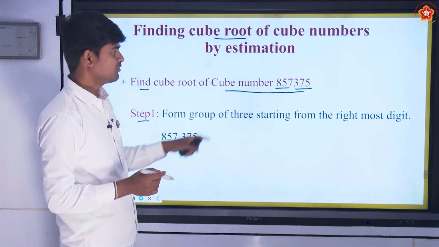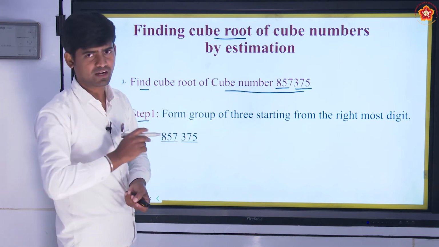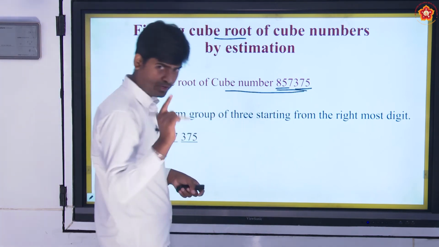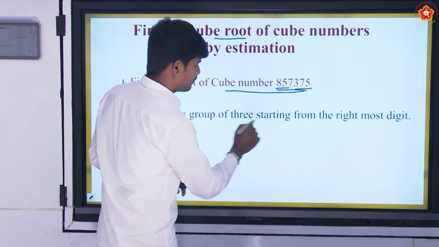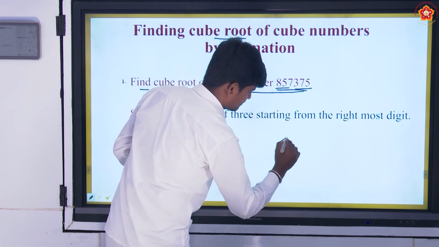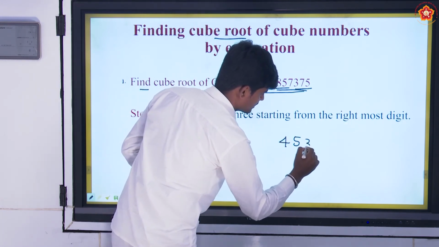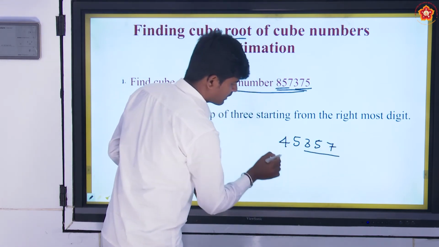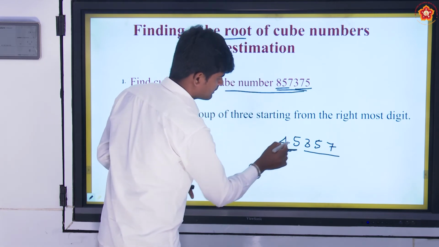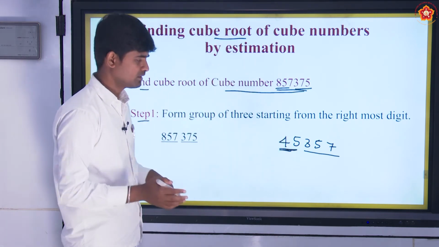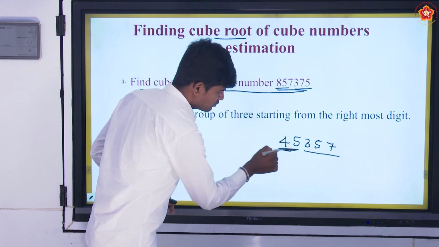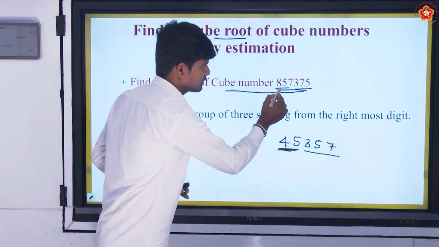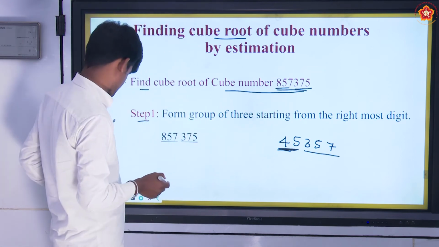You may ask, sir, if it is a 5-digit or 4-digit number, what can we do? If it is a 5-digit perfect cube, group 3 digits starting from the right. For example, 4 5 3 5 7: we group the last three, and the numbers left over, these 2 numbers, form their own group. If there are 6 numbers, we can group them into two groups of 3.